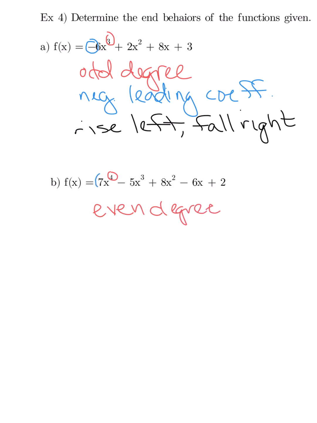Our coefficient on that term is positive. So we have a positive leading coefficient. When this happens, that means that both ends rise.